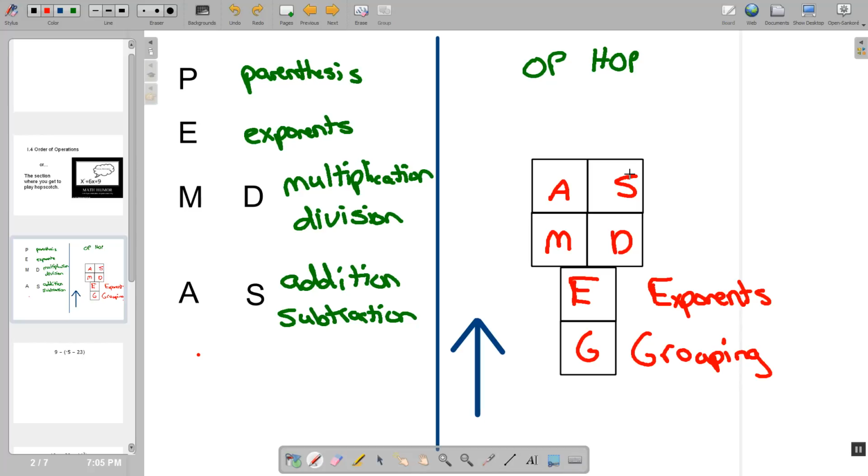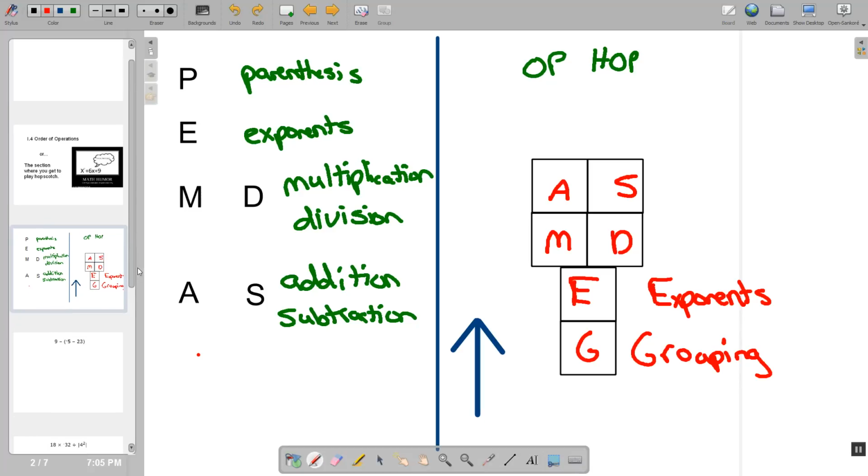Remembering once again, multiplication and division you hit at the same time because you do those steps at the same time. Addition and subtraction, same thing, hit at the same time so that one step does not come before the other.